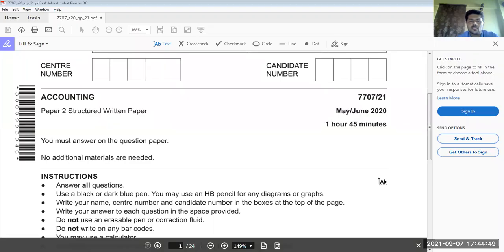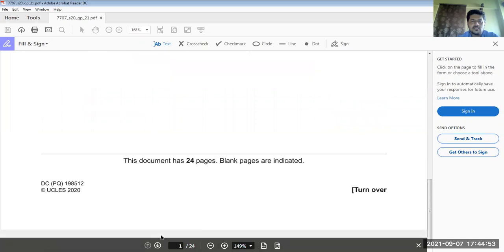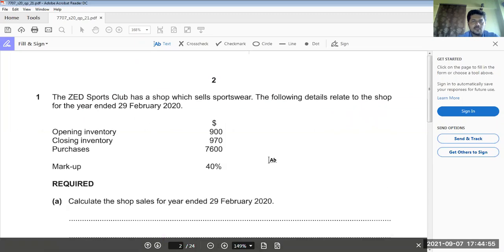Class, yesterday we did paper 11, June 2020 of O-levels. So today we are going to start paper 21, inshallah. This is your paper. See. Now, June 2020, paper 21. Now, this is the first question.